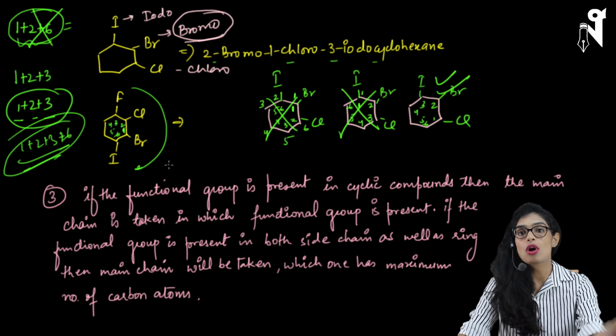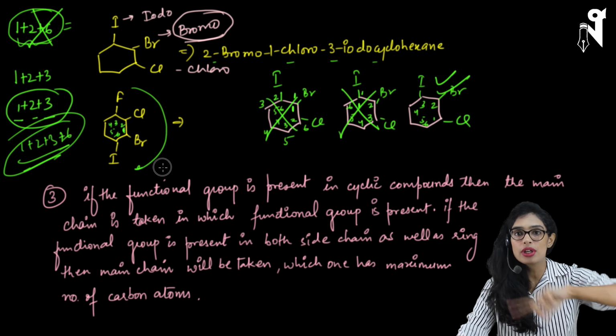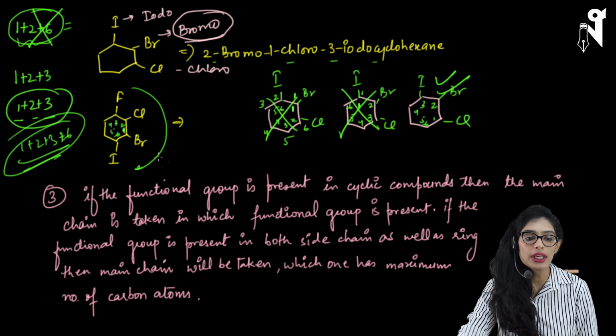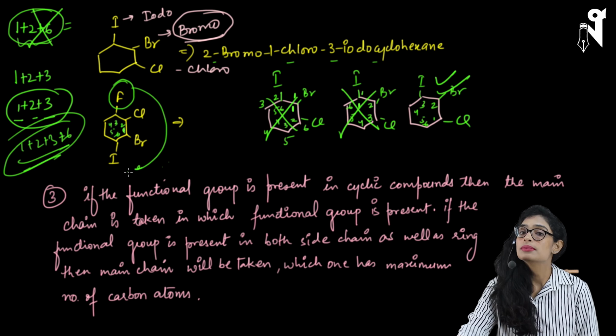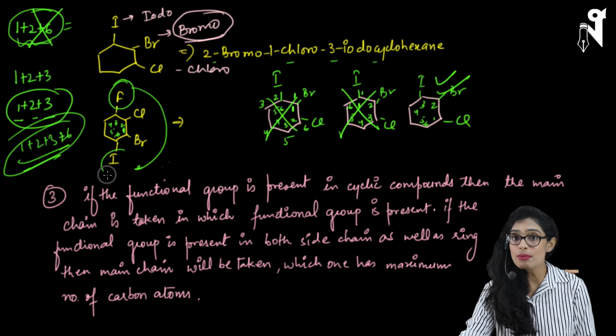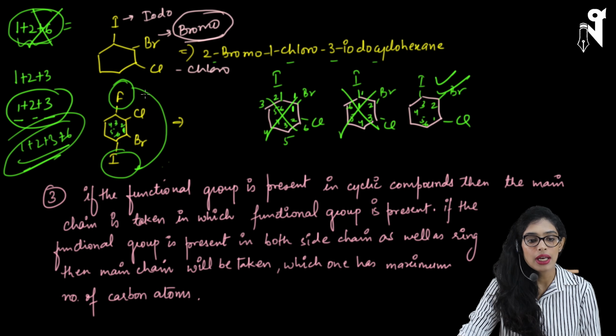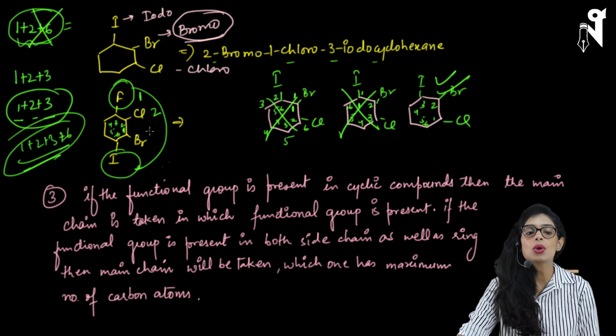No matter whether I go clockwise or anti-clockwise, I'll get 1, 2, 3, 4, and that will definitely give me the lower sum. I have to figure out whether fluorine comes first in the alphabetical order or iodo. All of us know F comes first in the alphabetical order. So I will start numbering from fluorine. So the positions will be 1, 2, 3, and 4. And this gives me the lower sum.